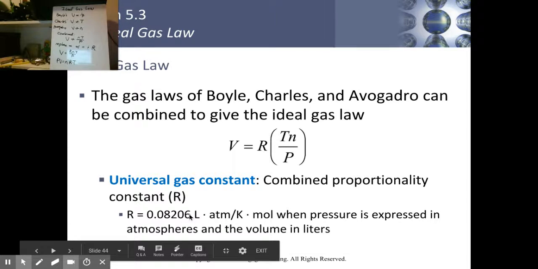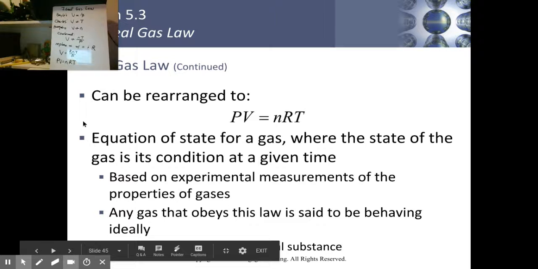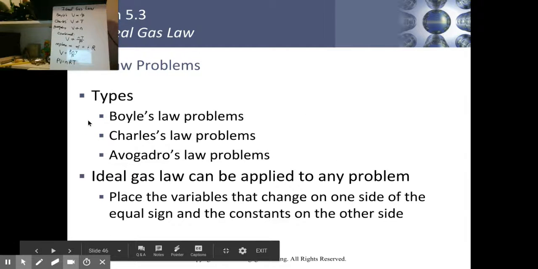For our example, we're using liters, atmospheres, Kelvin, and moles, meaning that our volume has to be in liters, our pressure has to be in atmospheres, our temperature has to be in Kelvin, and we're using units of moles. Okay, this is an equation of state for a gas, where the state of the gas is its condition at a given time. Any gas obeying this law is said to be behaving ideally, which is really a hypothetical situation, and it's a hypothetical substance because honestly there are no ideal situations.